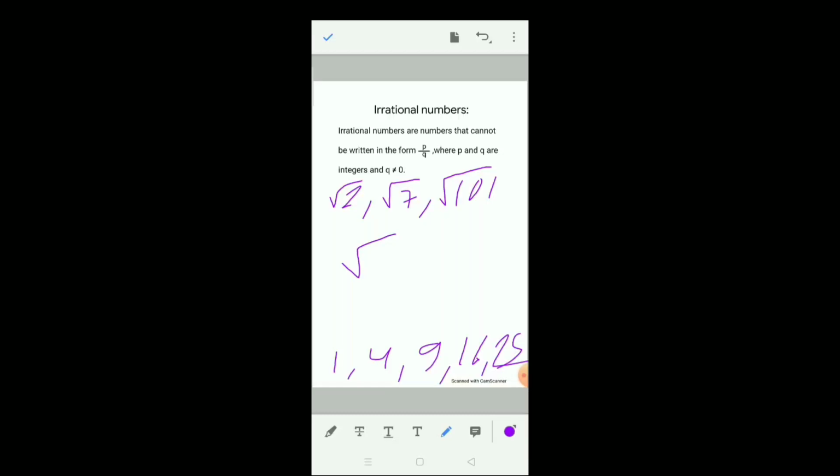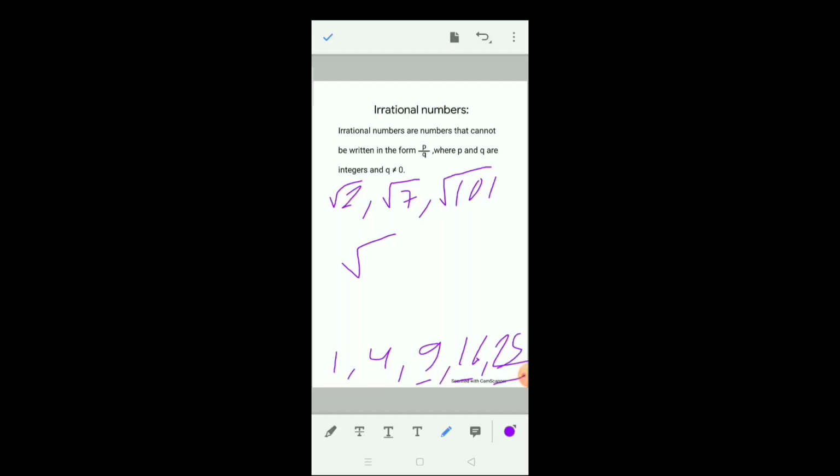Why are these perfect square numbers? Because square of 1 is 1, square of 2 is 4, square of 3 is 9, square of 4 is 16, square of 5 is 25. In the same way, square of 6 is 36, square of 7 is 49. So these numbers are called perfect square numbers.